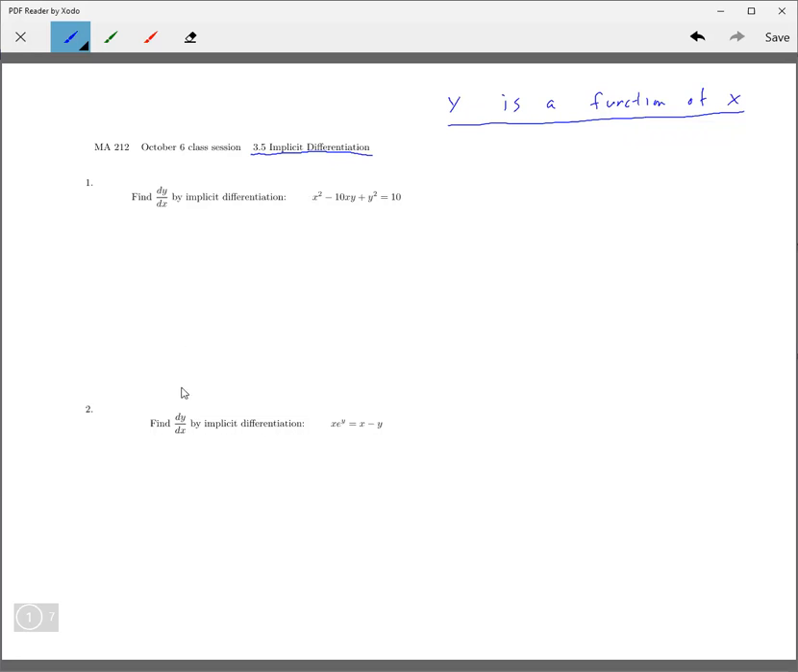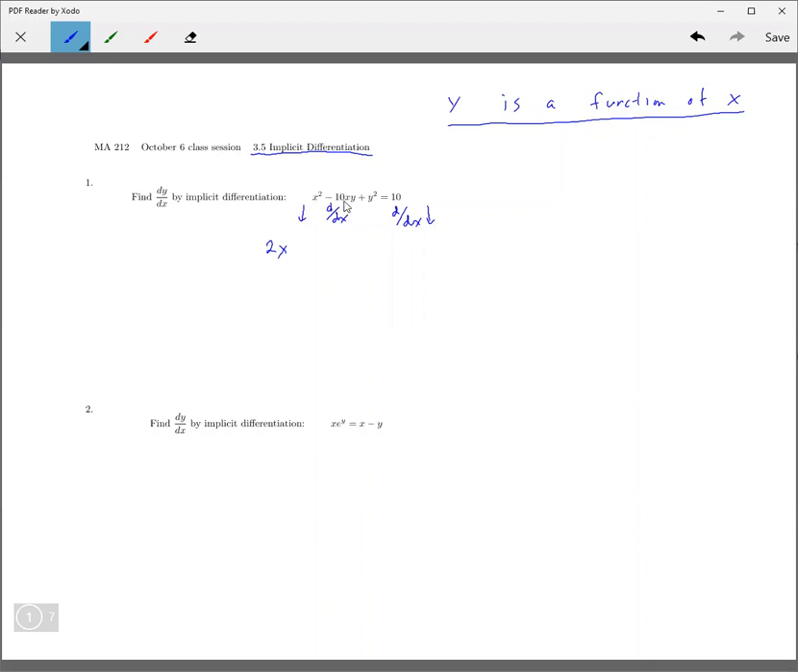But you can still find the derivative using implicit differentiation, and the way that works is we're going to take the derivative with respect to x of each side of this equation. So just take each term and take its derivative with respect to x. The derivative of this one is 2x. Okay, so that's pretty straightforward.